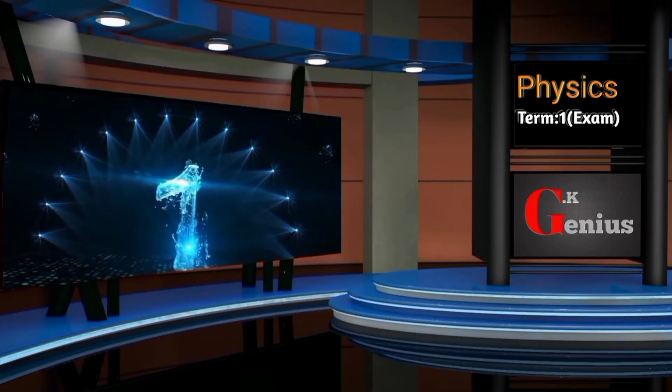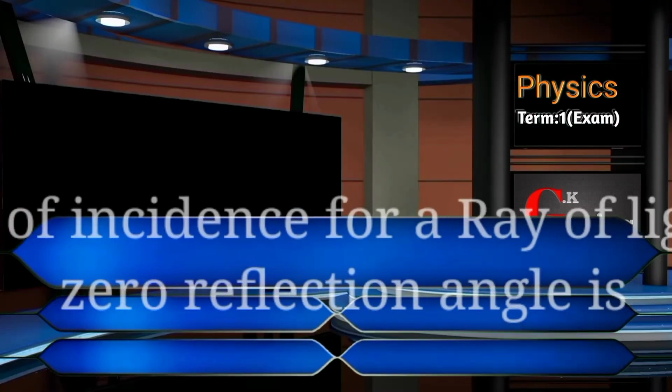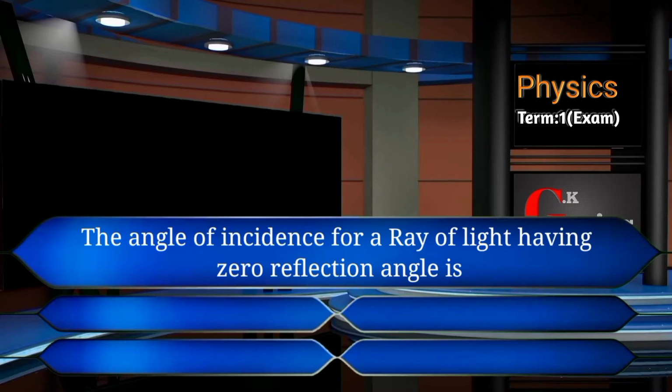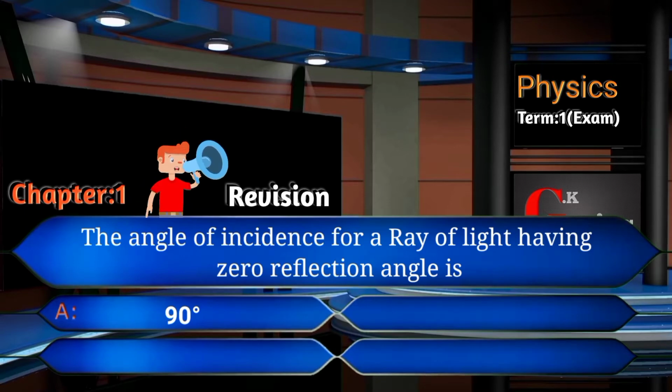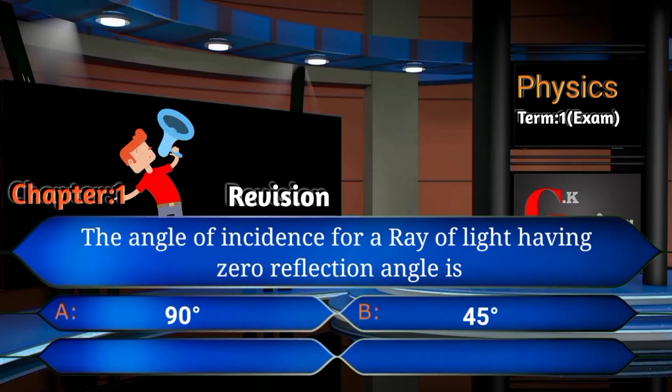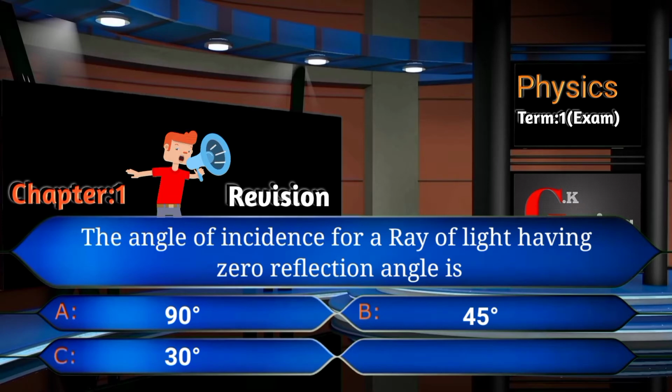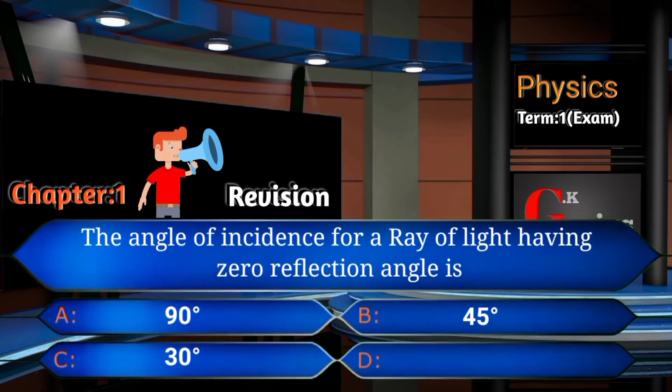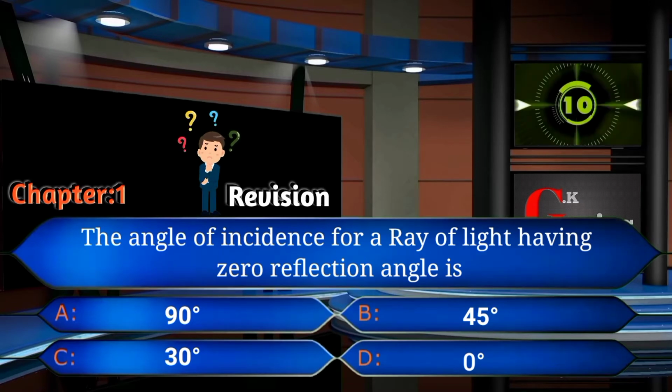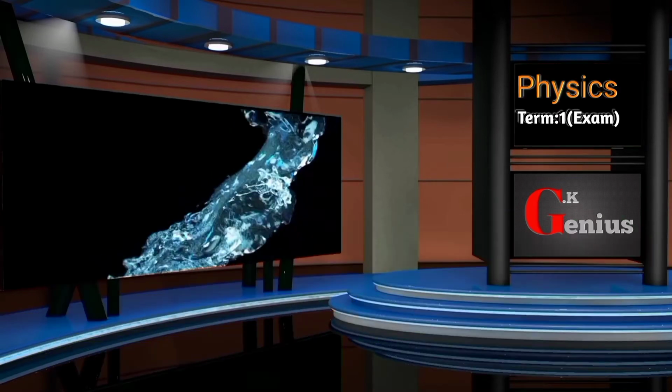First question. The angle of incidence for a ray of light having zero reflection angle is, your option is A 90 degree, B 45 degree, C 30 degree and D 0 degree. Time start now. 10, 9, 8, 7, 6, 5, 4, 3, 2. Right answer is D 0 degree.